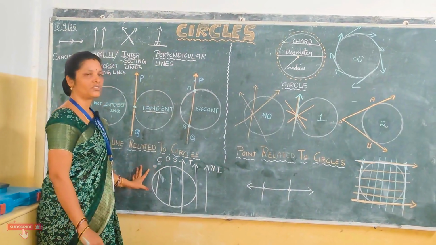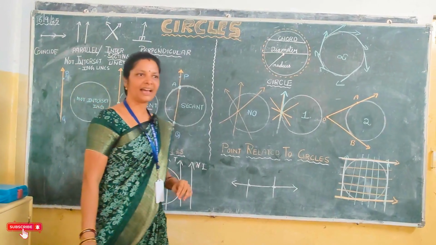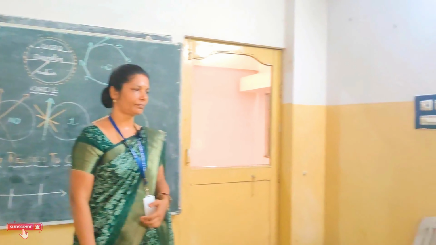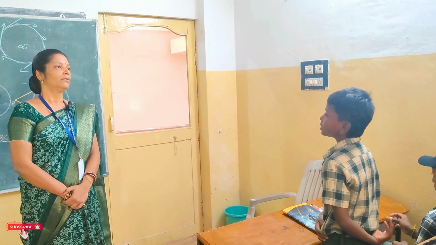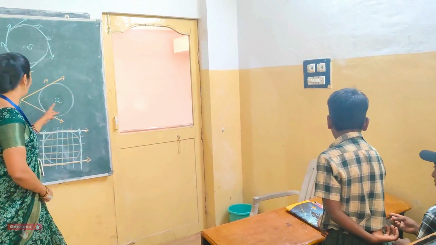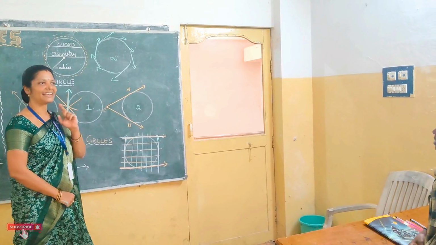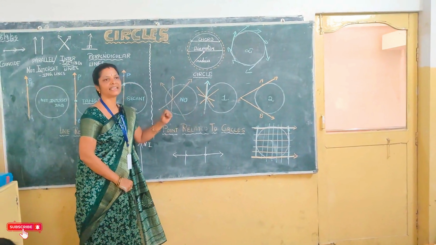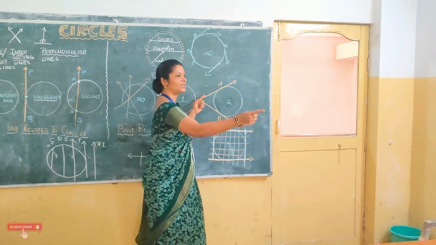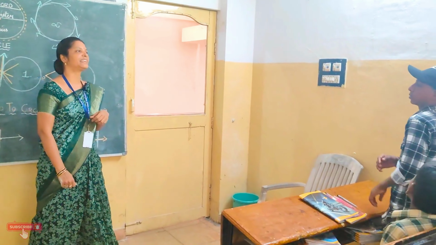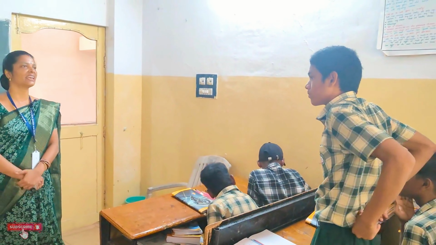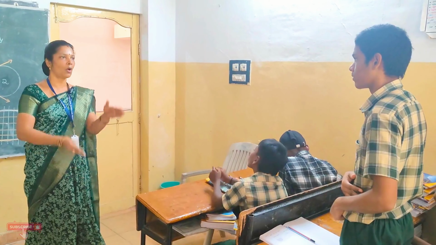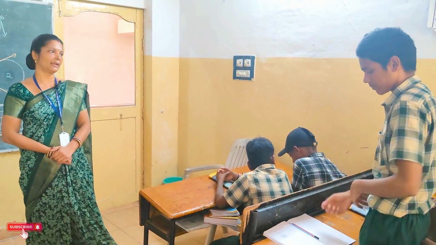Okay, children? Did you understand the chapter very nicely? May I ask you questions? Stand up. From a point, how many tangents can we draw? One tangent. Very good. From a point on the circle, only one tangent can we draw. Stand up yourself. When the point is outside, how many tangents can we draw? Two tangents. Stand up. For one circle, how many parallel tangents can we draw? Two parallel tangents. Sit down.